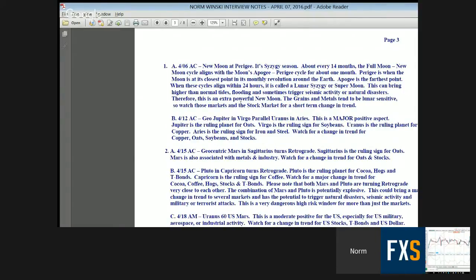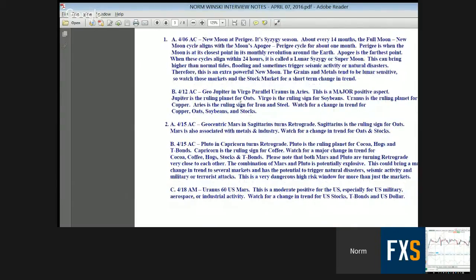Wow. Yeah. And here's the markets they're associated with.